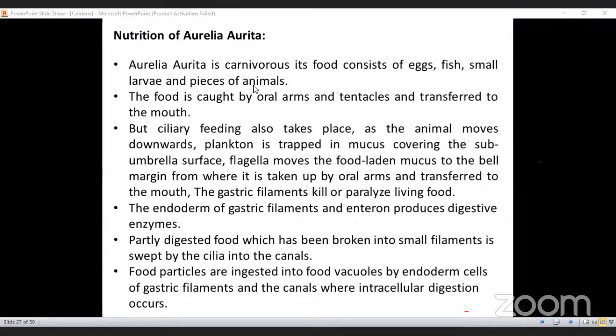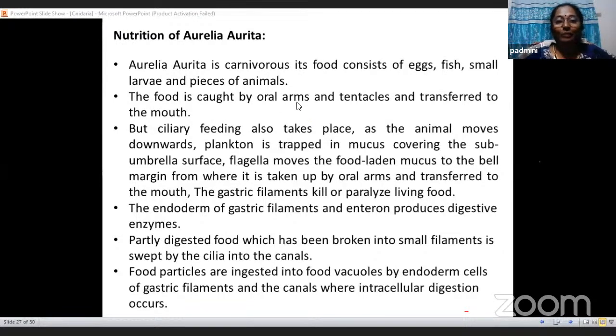Yes, ma'am. Okay. The food is caught by the oral arms and tentacles and transferred to the mouth. So the oral arms, in the mouth, they have 4 oral arms. The oral arms can capture the prey, and the long tentacles can also capture the prey and bring it to the mouth. Ciliary feeding also takes place, and how? When the animal is moving, any planktons, the phytoplanktons. What are the phytoplanktons? It can be algae, flagellates, the small phytoplanktons that you find in the water, which make the water green in color, right? Because of that algae present. They get stuck to the body, and then the cilia move them into the mouth, and it is taken inside.